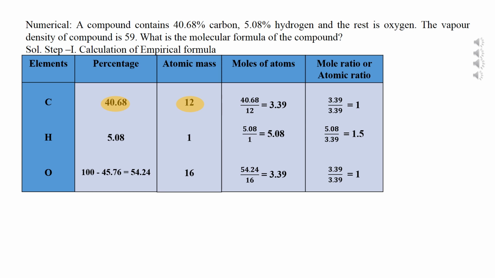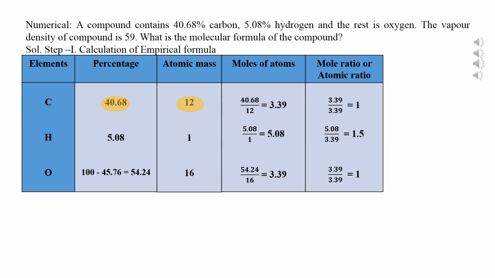First, in case of carbon, 3.39 divided by 3.39 comes out to be 1. In case of hydrogen, 5.08 divided by 3.39 is equal to 1.5. And in oxygen, 3.39 divided by 3.39 comes out to be 1.